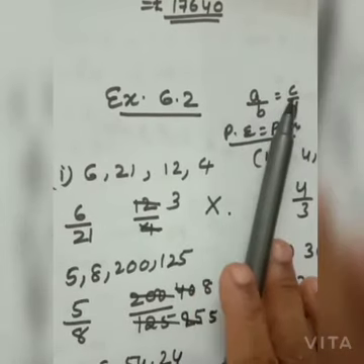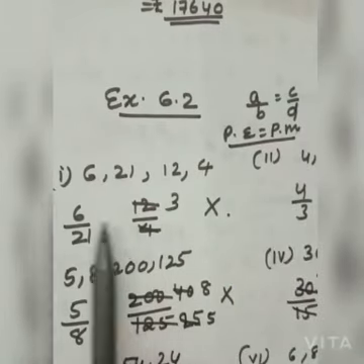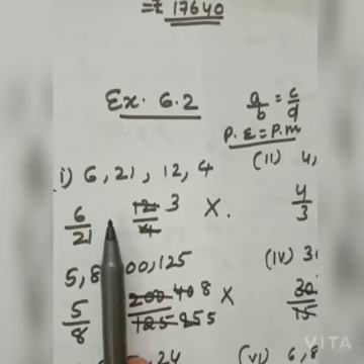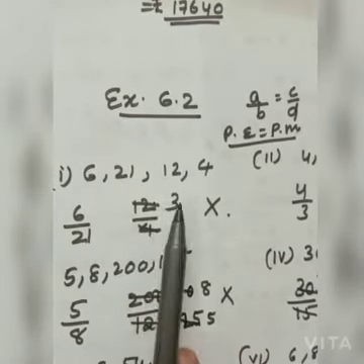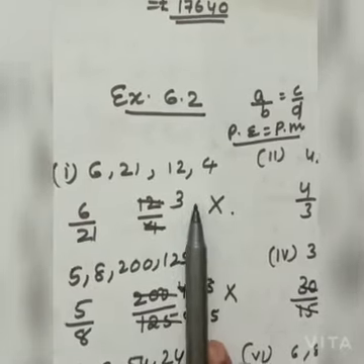Otherwise you can cross out. The answer should be same. Okay, 6 4s are 24. 21 into 12, you will not get 24. It is not proper. I am cutting. After that you check it. Here 3 you are getting. No. These two are not a proportion.